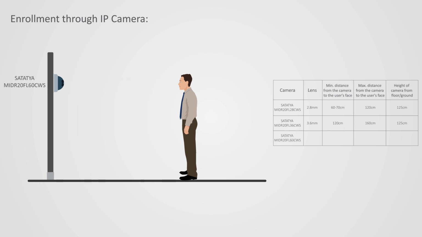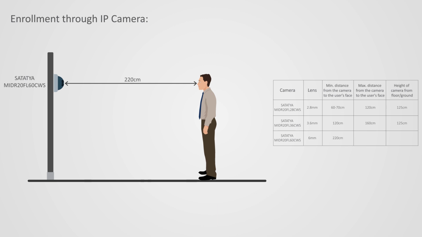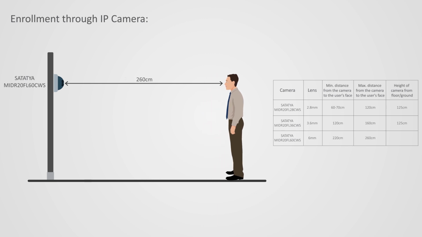Camera, Sothethia MIDR 20FL, 60 CWS. Lens, 6 mm. Minimum distance from the camera to the user's face, 220 cm. Maximum distance from the camera to the user's face, 260 cm. Height of camera from floor or ground, 125 cm.